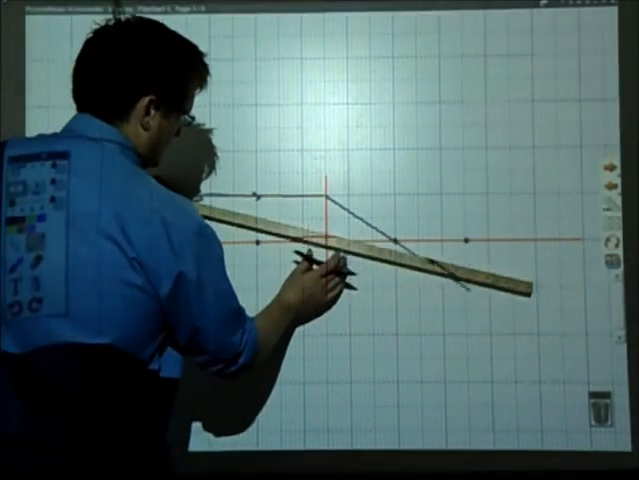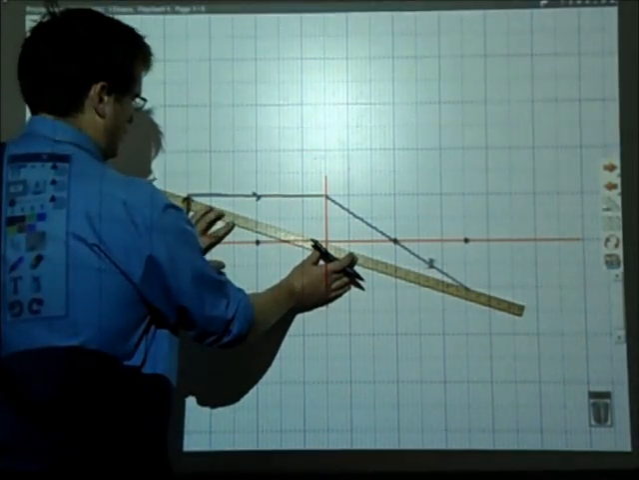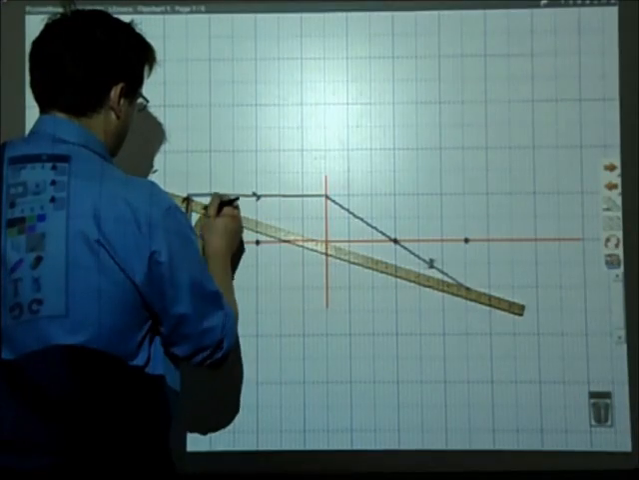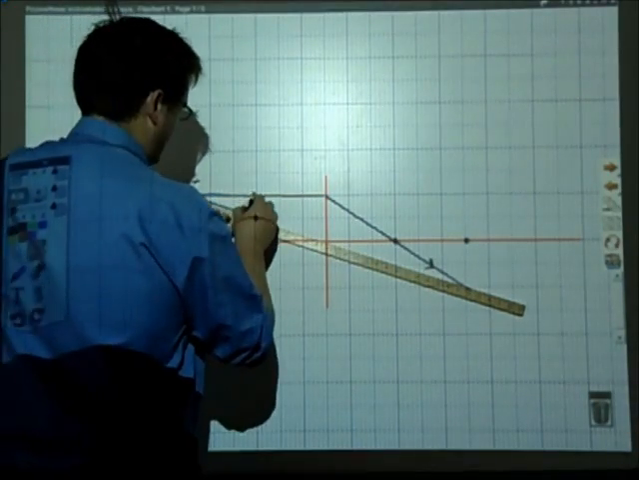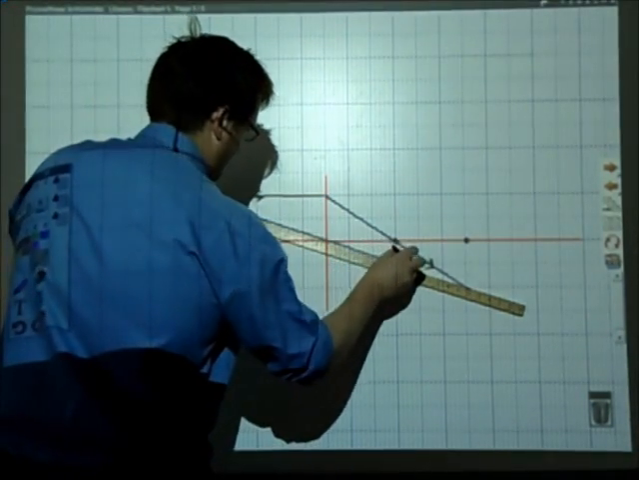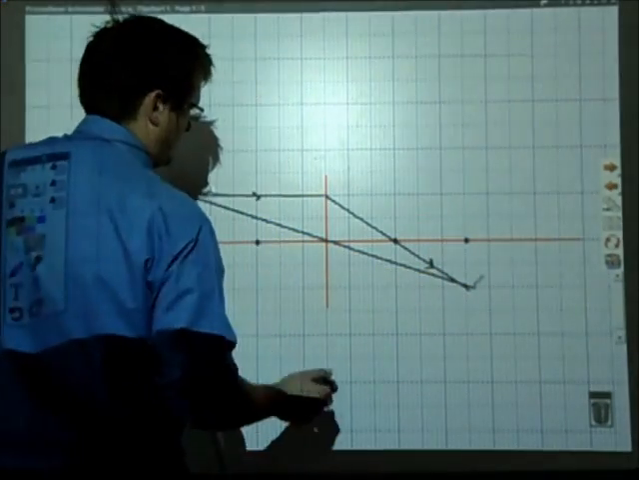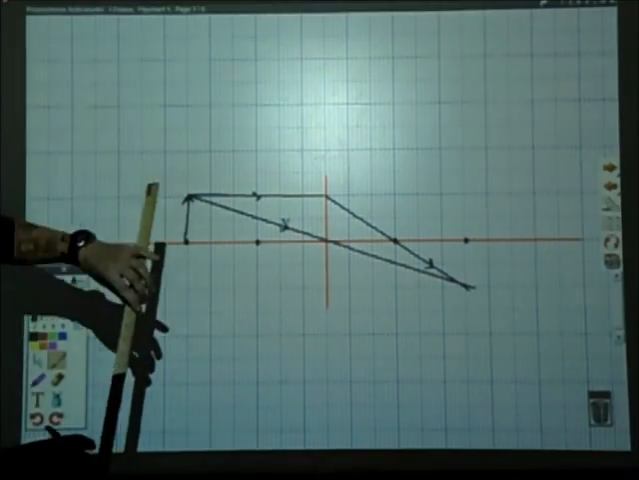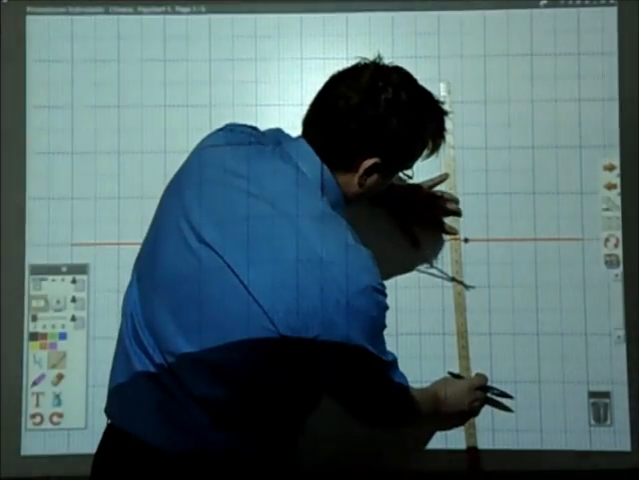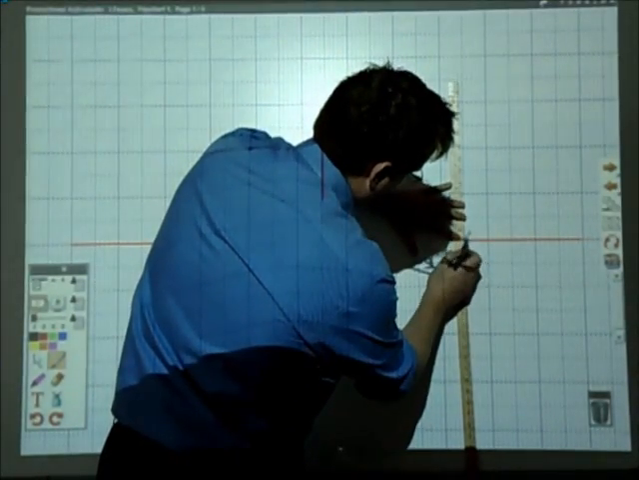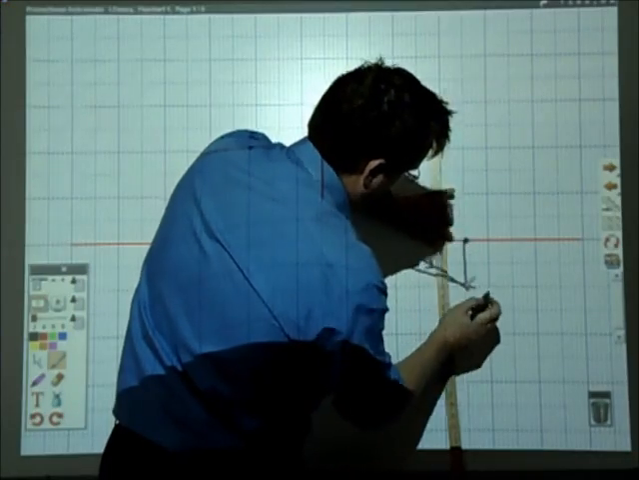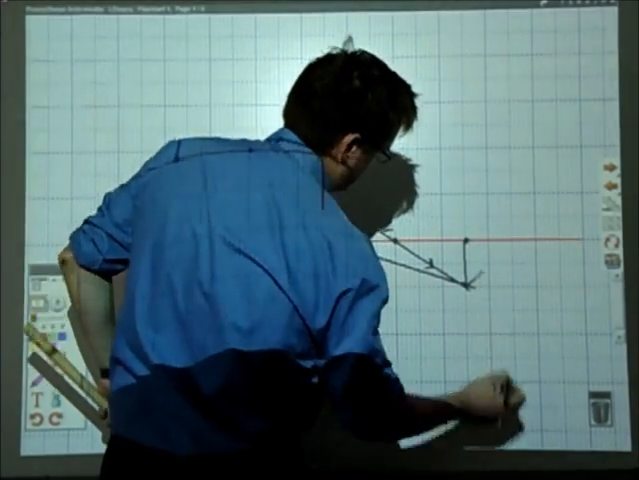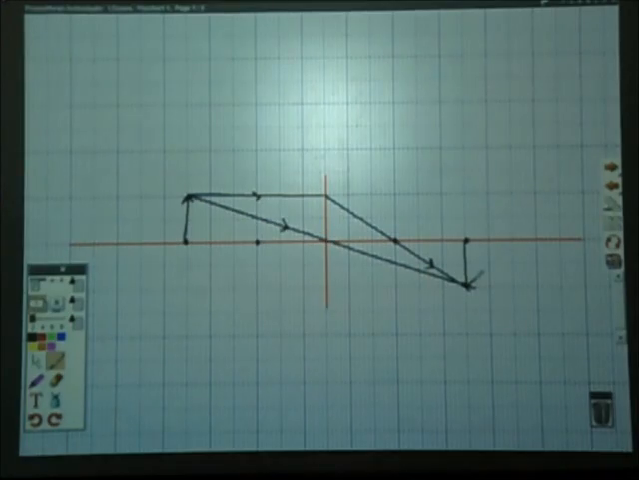Step number two is to go through the middle of the lens. A light ray scattered from the top goes straight through the middle of the lens and doesn't get refracted. And hey presto, what do you notice? The image is produced, or should be, exactly on the 2f mark on the other side of the lens.